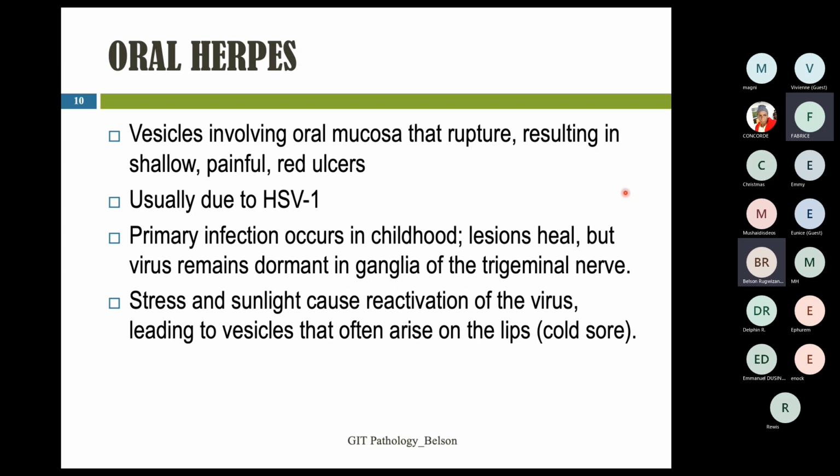So, vesicles involving the oral mucosa that rupture, resulting in shallow, painful red ulcers. Usually this was due to human herpes simplex virus 1. Herpes simplex virus 1, but I should have mentioned it earlier.